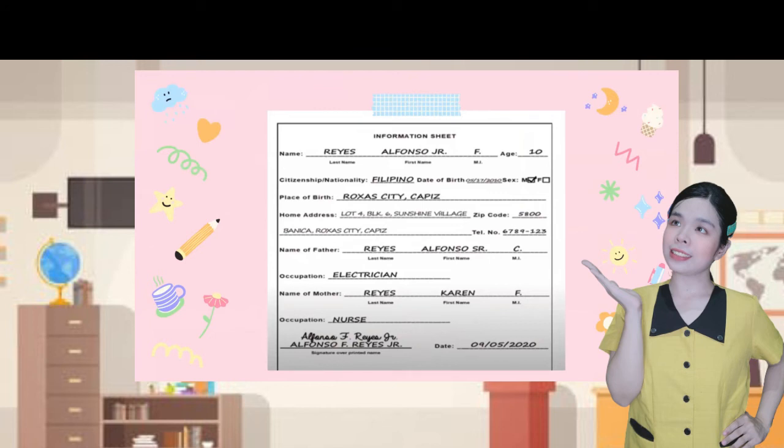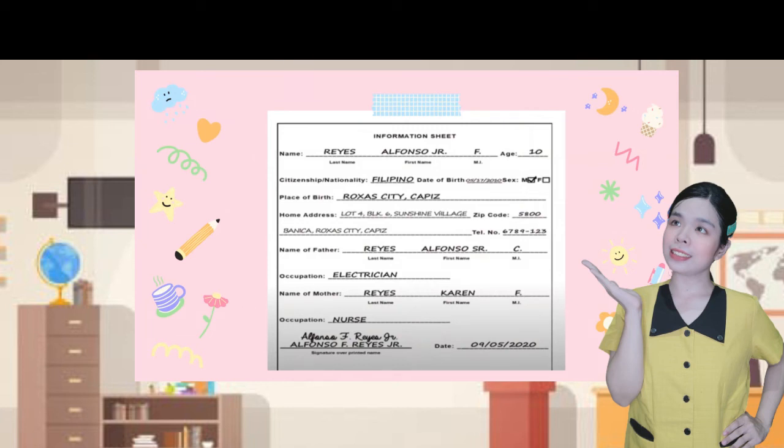According to the selection earlier, the last name is Reyes. His first name is Alfonso Jr. and the middle initial is F. Age 10. His citizenship is Filipino. Date of birth, and then his sex, of course, male. His place of birth is Roa City, Capiz. Home address: Lot 4, Block 6, Sunshine Village, Banicaroa City, Capiz, zip code 5800. His telephone number is 6789-123.